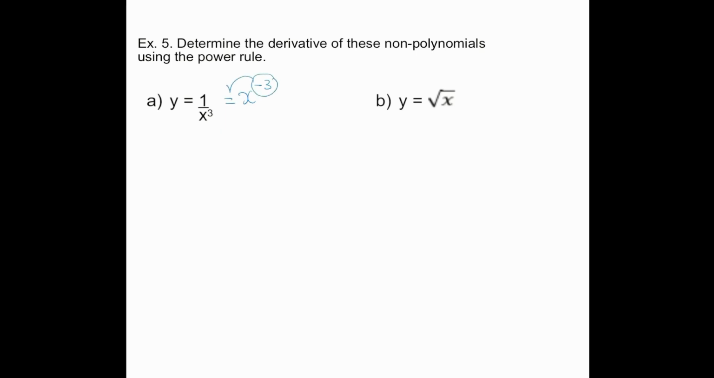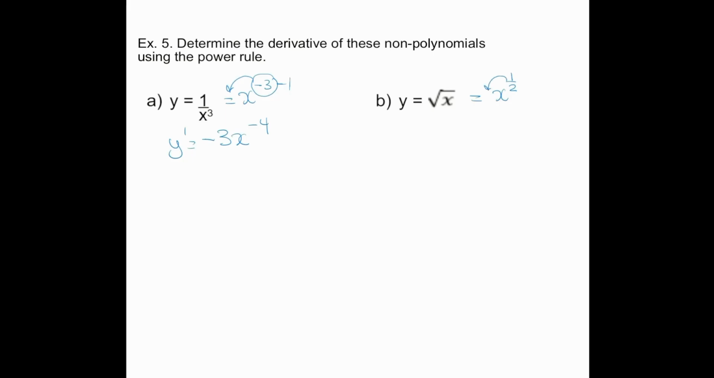So I'm going to bring that power down. Negative 3x, and I'm going to subtract 1 from the power to give me negative 4. So the derivative of y equals 1 over x cubed will be y prime equals negative 3x raised to the negative 4. Now, what about if we have a square root? Well, again, we can rewrite this. Remember that the square root is really just x raised to the power of 1/2.